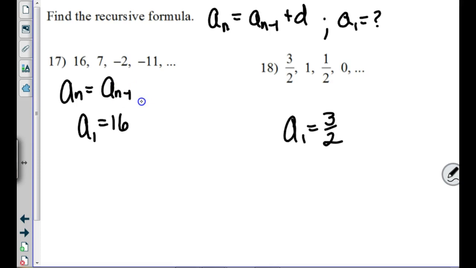What are we doing on this one? Subtract 9. So what's this one going to look like? Anybody know? Say that vocabulary for me. A sub n equals a sub n minus 1. Don't be afraid to say it. And what are we doing? Yes, taking away a half, right? This was 1.5, 1, 1/2, 0.